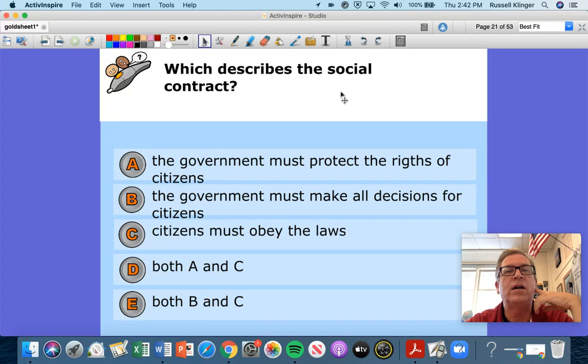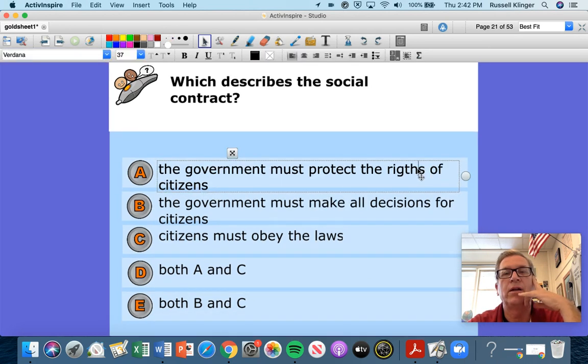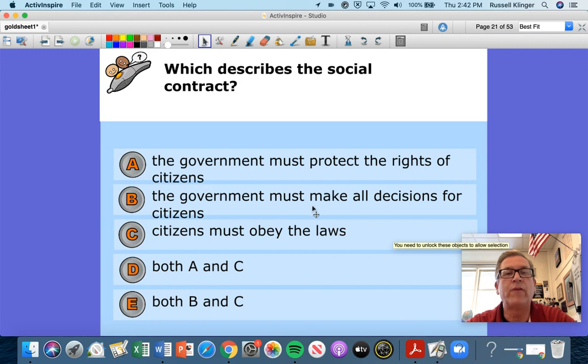Which describes a social contract? Let's go back to the idea of Rousseau here. A, the government must protect the rights of citizens. B, the government must make all decisions for citizens. That's a tongue twister. C, citizens must obey the laws. Do you think it's both A and C, or both B and C, or one of these that describes a social contract? If you're thinking A and C, which would be the answer D, then you'd be correct in this case. This is the key right here. A and C.